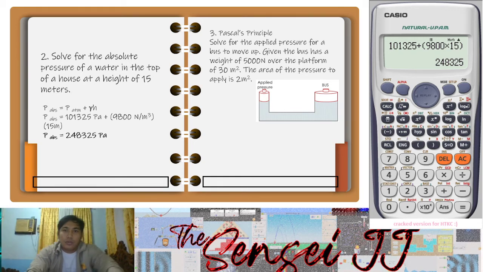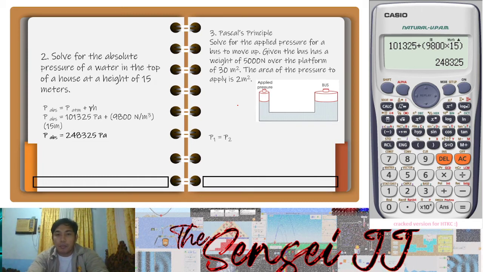Okay, so here is the third example, Pascal's principle. Solve for the applied pressure for a bus to move up. Given the bus has a weight of 5,000 newtons over the platform of 30 square meters. The area of the pressure to apply is 2 square meters. So let's try to solve this one.